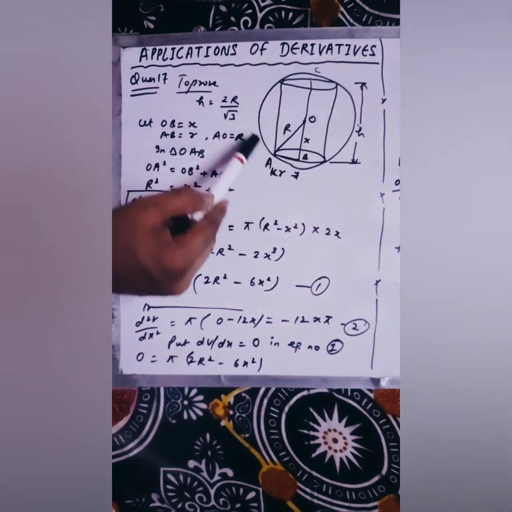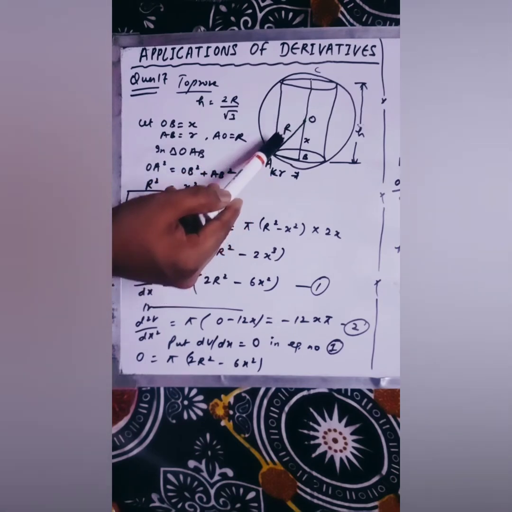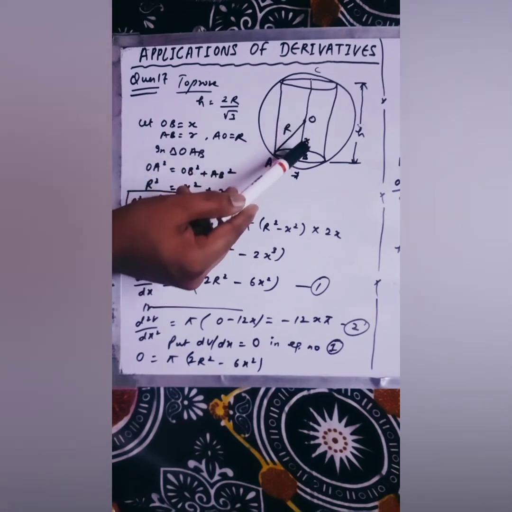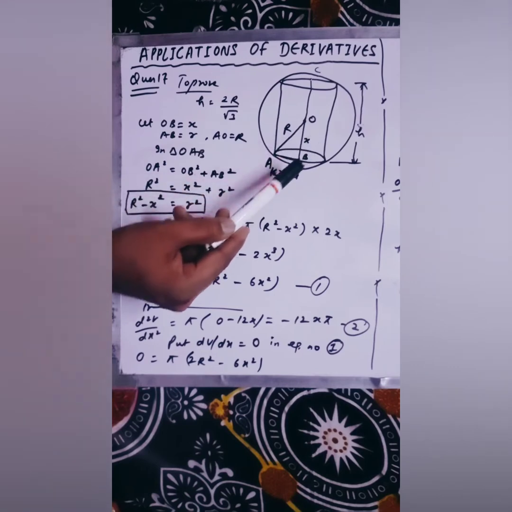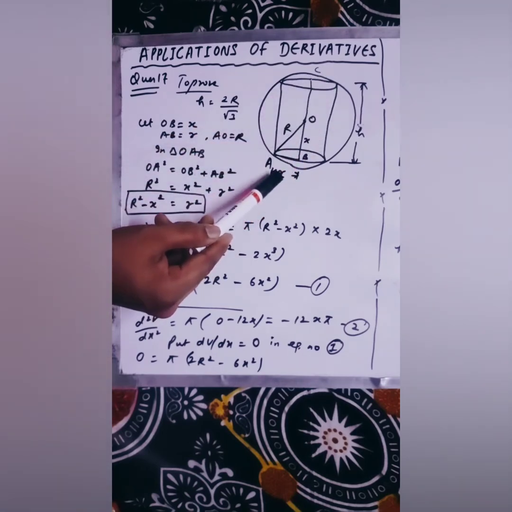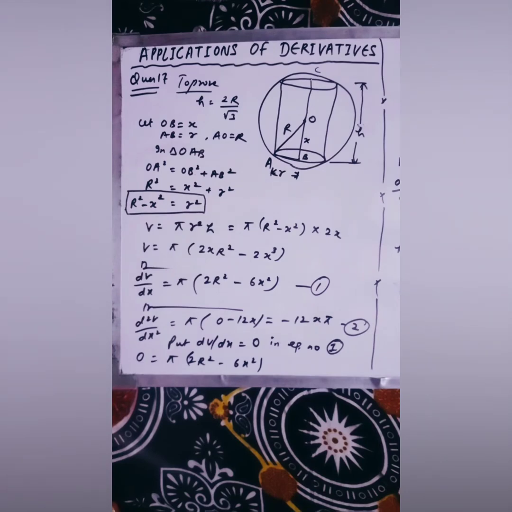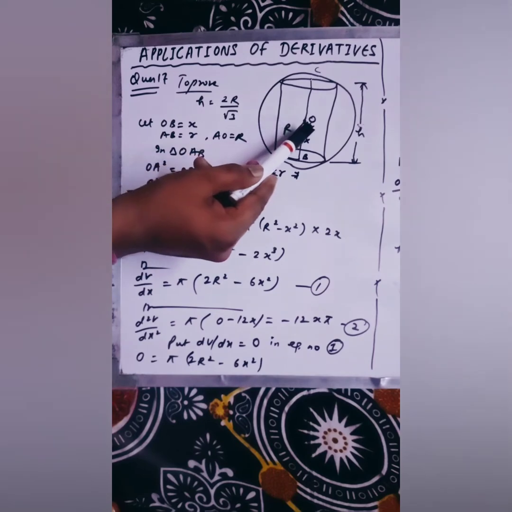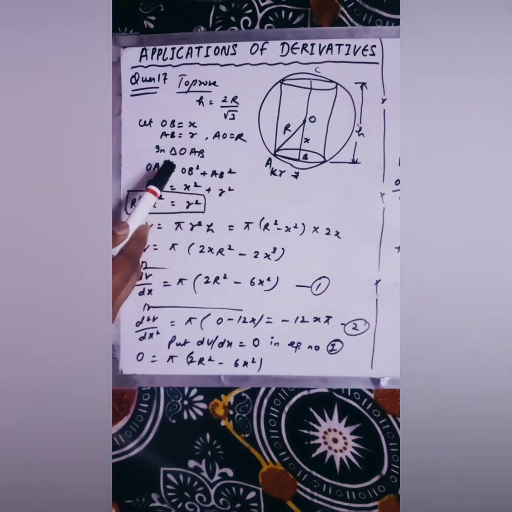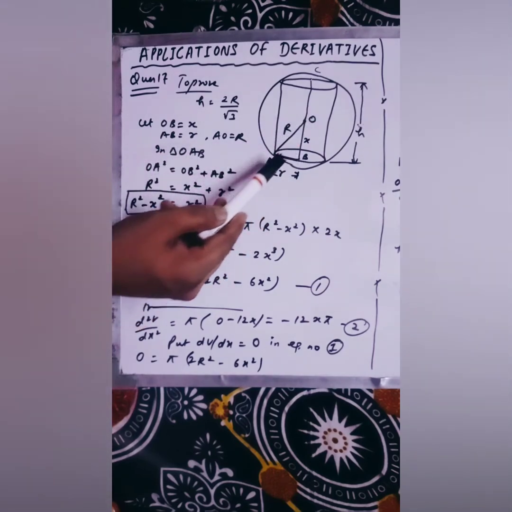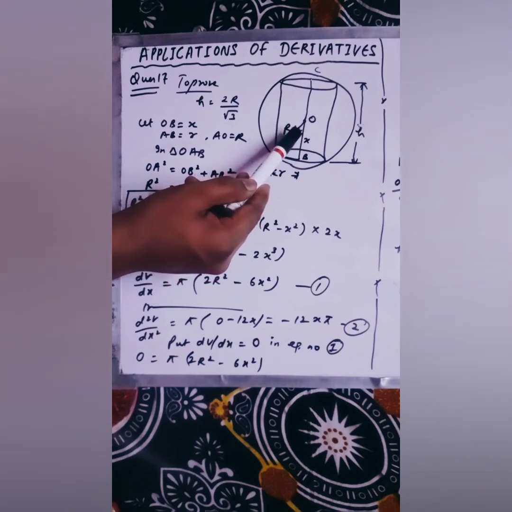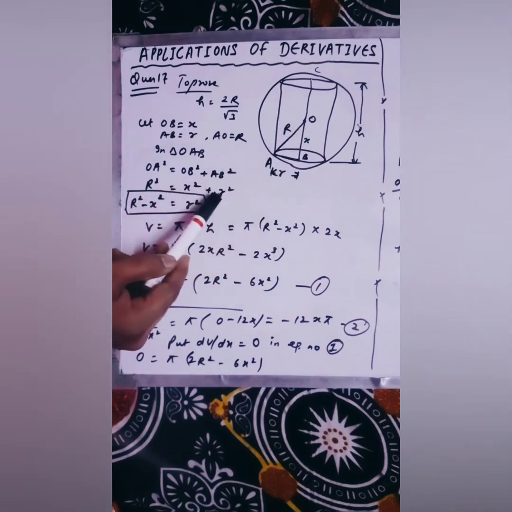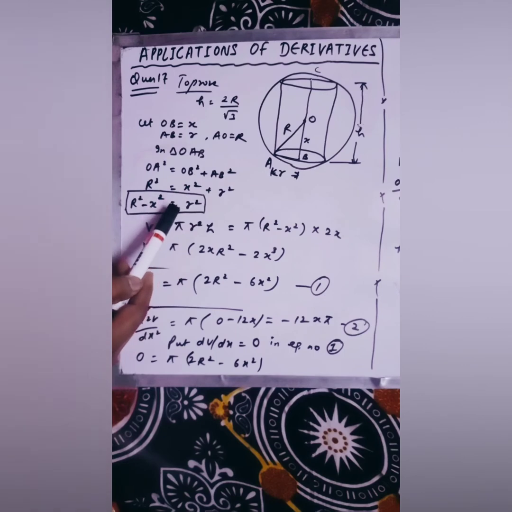So here is a figure. Okay, this OA is the radius of the sphere. OB, we are assuming, is equal to x, and AB, that is the radius of the cylinder, we are assuming to be small r. Okay, so here I have written all the values. So in triangle OAB, we are applying the Pythagoras theorem, and this R square is equal to x square plus r square, and from this you have to find the value of r square.